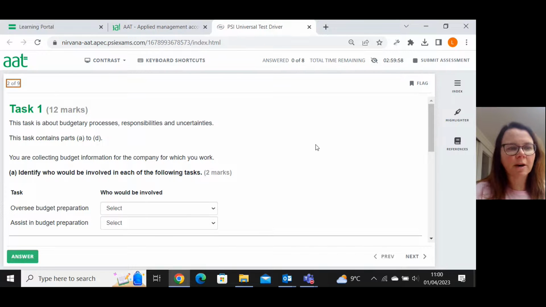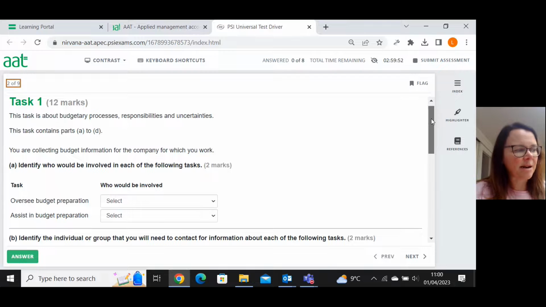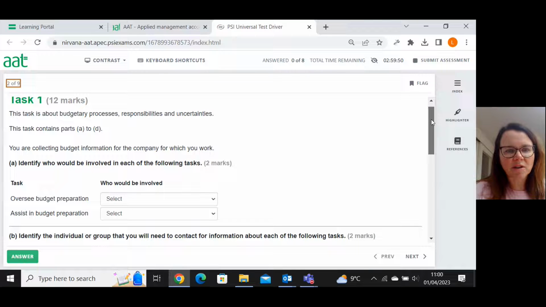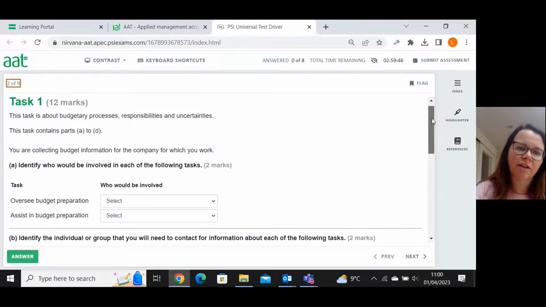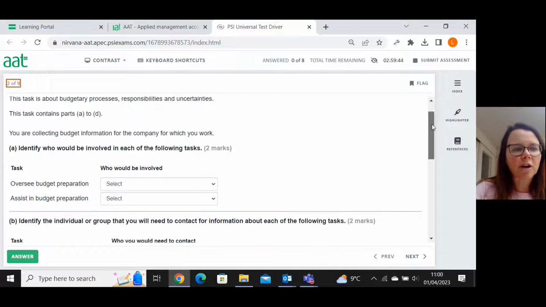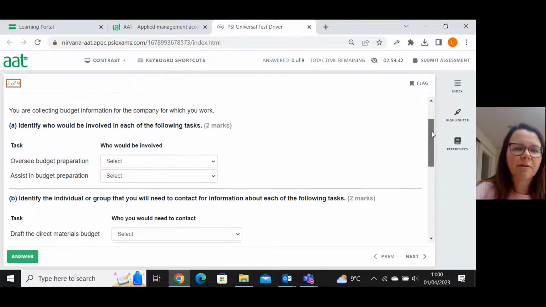8 tasks, 140 marks altogether. Right, so task 1, 12 marks, will be about budgetary processes, responsibilities and uncertainties, largely knowledge-based questions around the budgeting process. So let's have a quick look. You are collecting budget information for the company for which you work. Identify who would be involved in each of the following tasks.